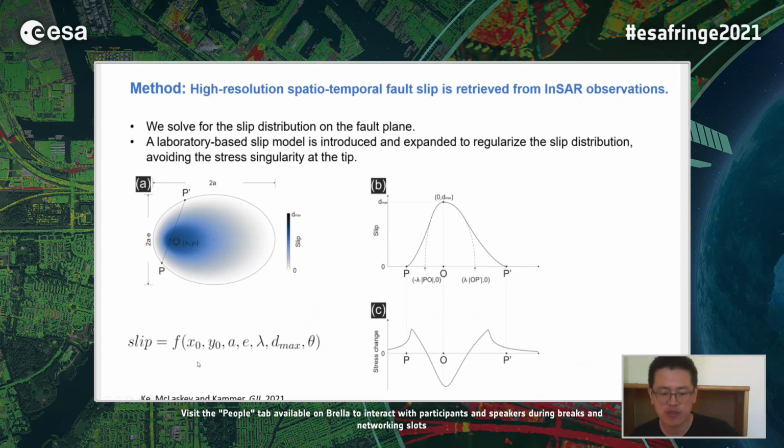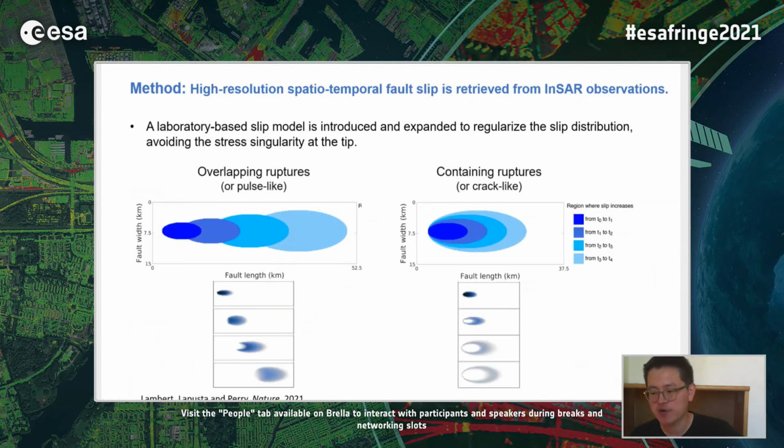And another advantage is low dimensionality. Previous inversion algorithms using Bayesian approaches allow for highly complex patterns but are computationally intense. So this model needs only 7 parameters, which reduces the cost a lot. We validate this model with synthetic tests in the context of earthquake nucleation problems. We retrieve a complex pattern by introducing several overlapping ellipses, for example, the pulse-like ruptures and the crack-like ruptures.